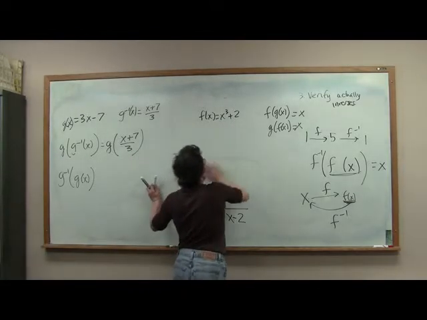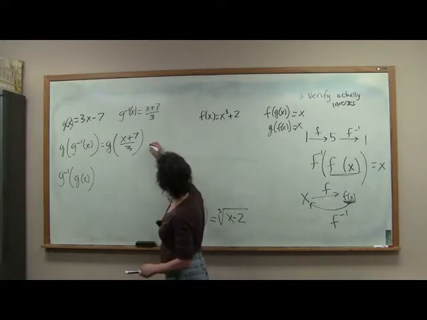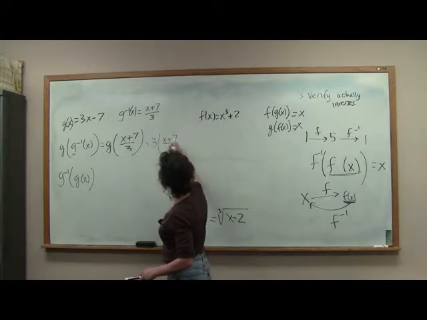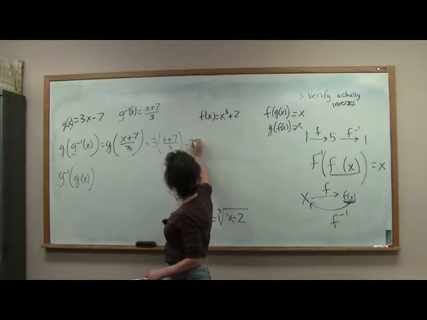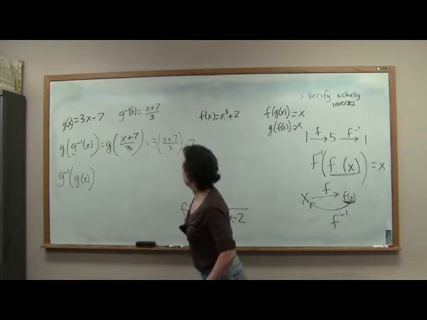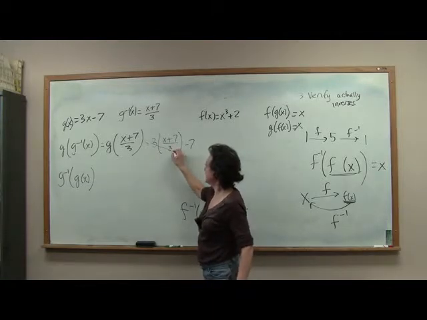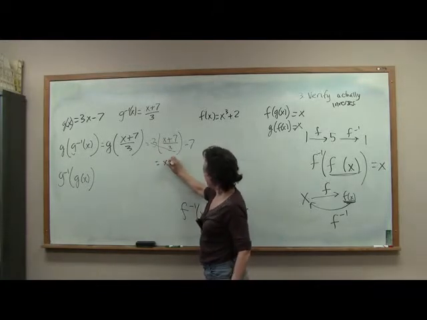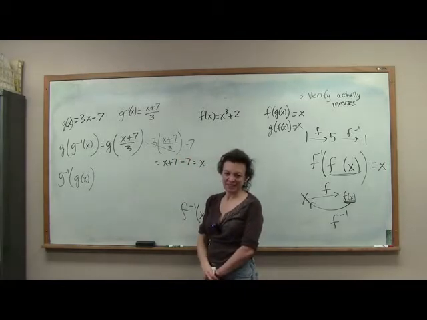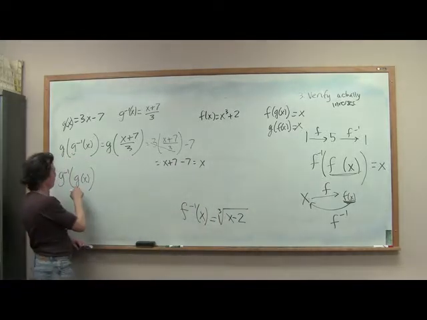Alrighty. Well, what does it mean to compute g of x plus 7 over 3? Everywhere where we see an x in our function g, we're going to plug in x plus 7 over 3. Well, let's do it. What happens here? Don't those cancel? And we're left with x plus 7 minus 7, which is x. So cool.